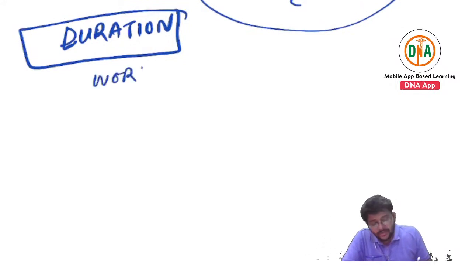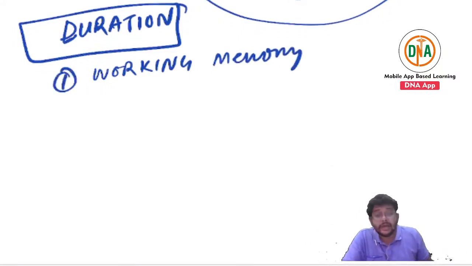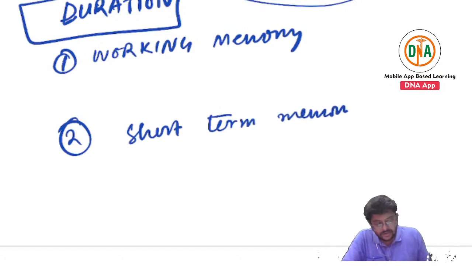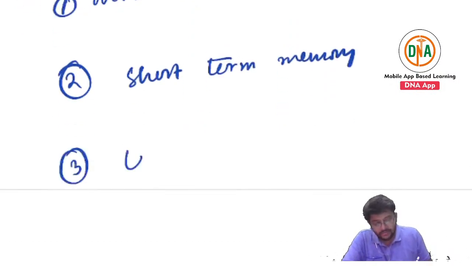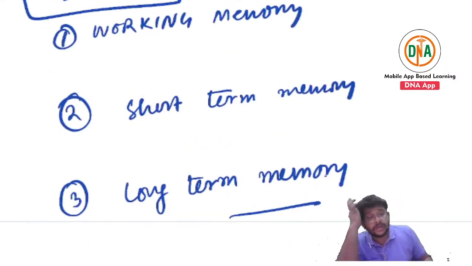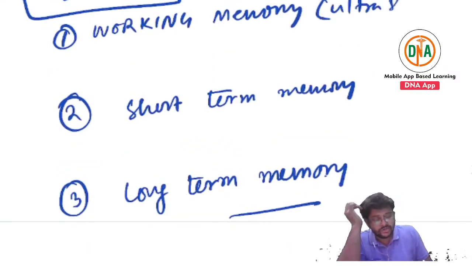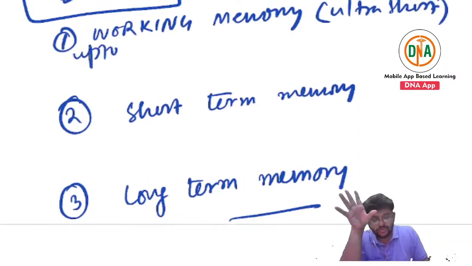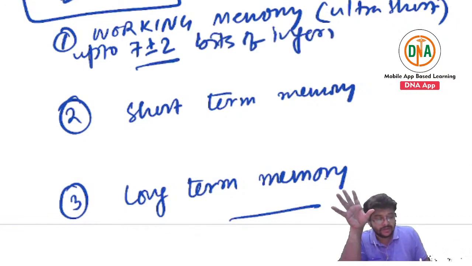So first is the working memory. Let me first enumerate them depending on duration. First is working memory, second is short-term memory, and the third is long-term memory. These are the three things. Working memory is of ultra-short duration. Normally we can keep up to 7 plus minus 2 bits of information in working memory.